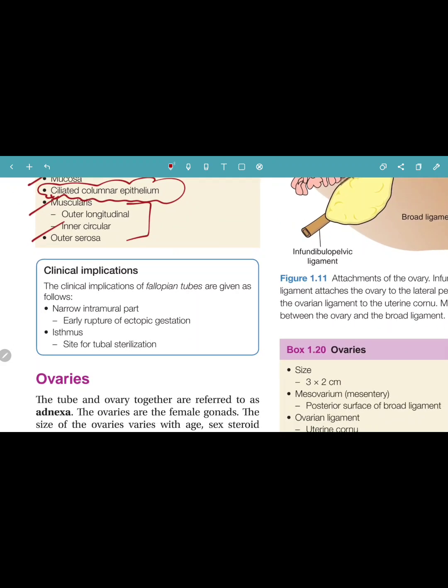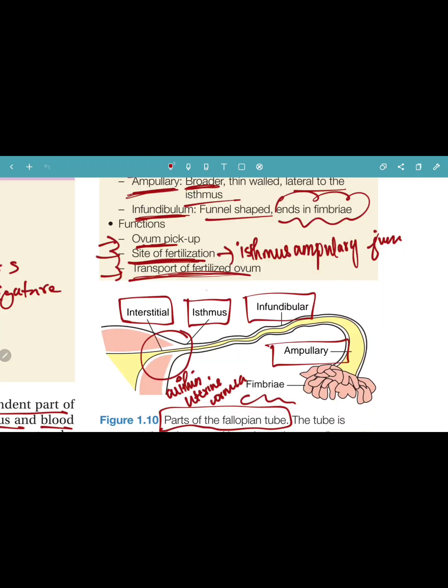So the clinical implications of fallopian tubes are: the narrowest intramural part is very important. What is the importance about the narrow intramural part? The narrow intramural part has an early rupture of ectopic gestation. That is where the early rupture of ectopic gestation occurs. Isthmus is the site for fertilization. Isthmo-ampullary junction. So therefore the site for tubal sterilization is isthmus.